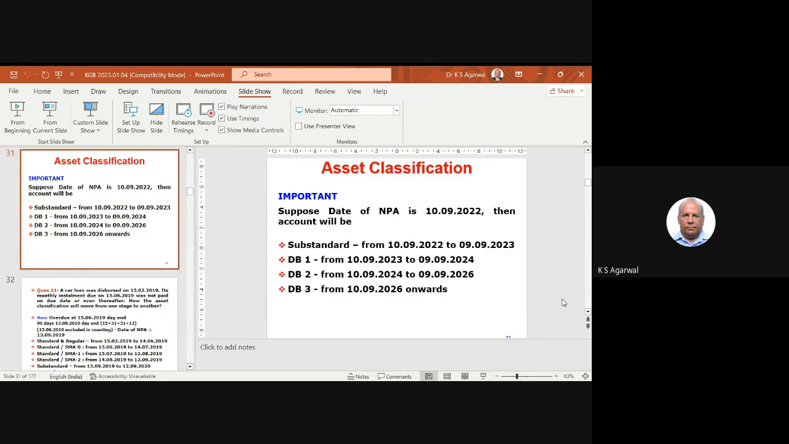Why am I highlighting this? Suppose they tell you that the date of NPA is 10 September and you calculate provision on 10 September 23. And just in a rush of time, you think that it is only a 12 months period, so the substandard rate will be applicable. Your answer will become wrong. If the date is 10 September 23, then the provision rates of DB1 will be applicable. So this is important, okay?